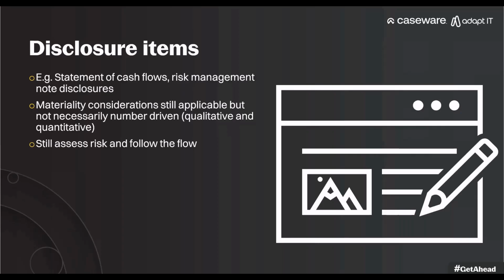But disclosure items, statements of cash flow, risk management note disclosures, things like that, any and all other items that are not part of the balance sheet, not part of the notes directly linked to those balances, also need to be considered. And so what you will see is that we have separate sections to consider the risk for those items, and of course then work programs as well.